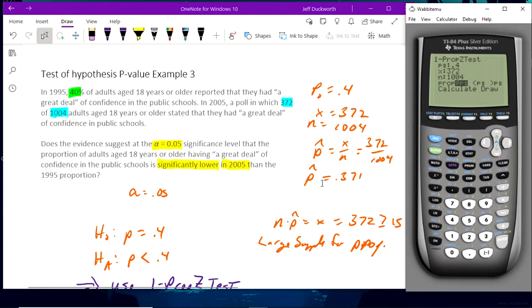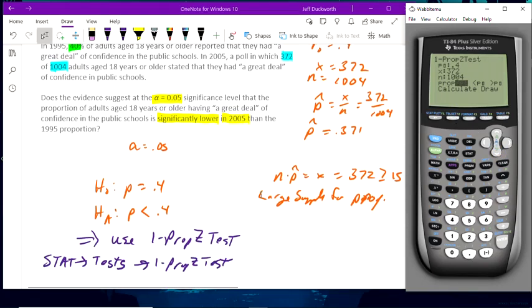Again, this next choice is very important. We have to look to the alternative hypothesis. We're using the less than symbol, so we need to choose the second one, the one in the middle. Hit enter. If we choose one of the other two, we're going to get a bad p-value. And we go to calculate.